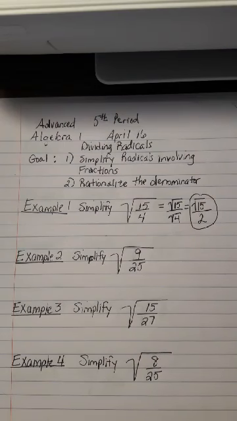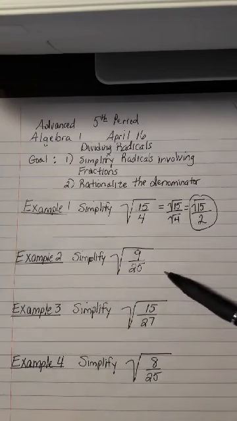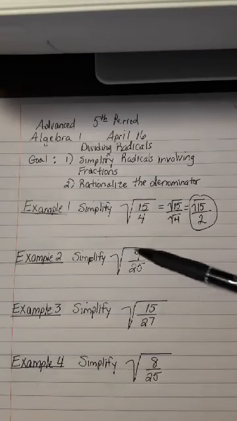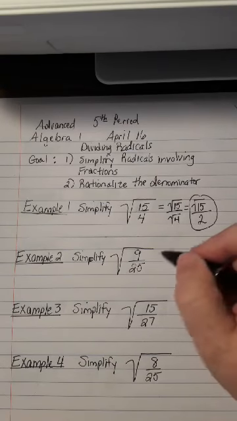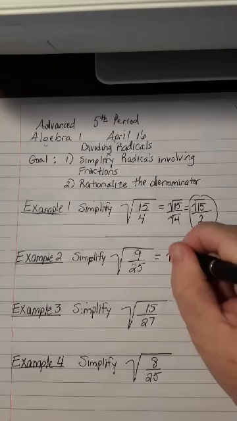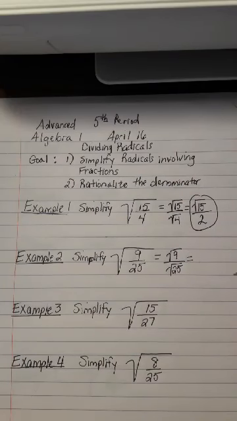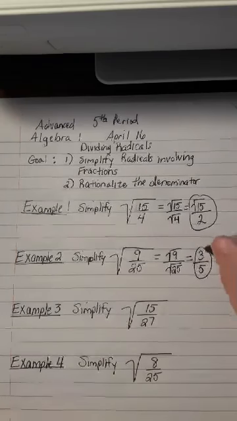Okay, on to example 2. On this one, you have simplified the square root of 9 over 25. Now, they're both under the square root, so you're going to take the square root of each of them. And both of those are perfect squares. You're going to do the square root of 9 over the square root of 25. The square root of 9 is 3. And the square root of 25 is 5. So 3/5 is your answer.